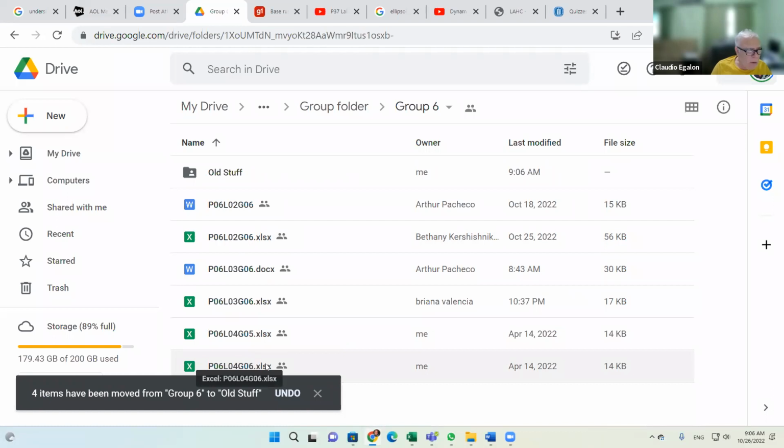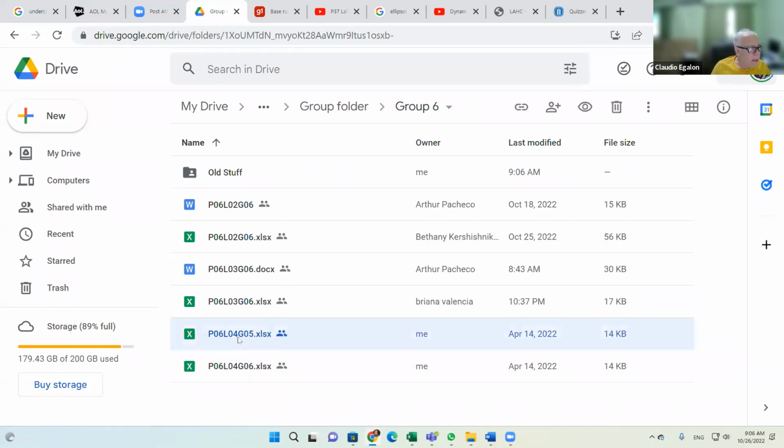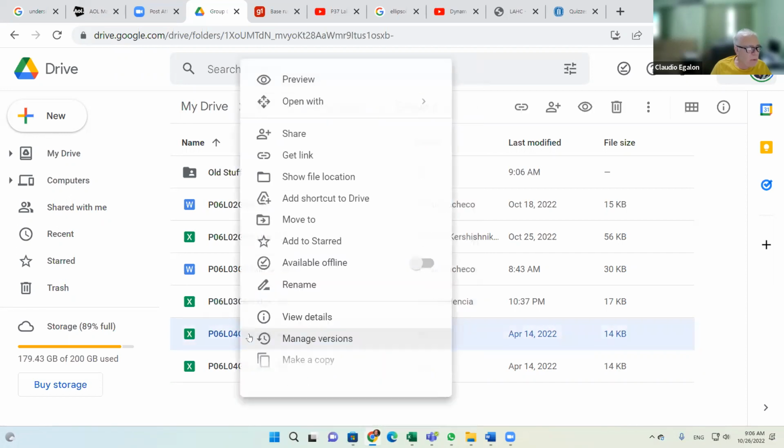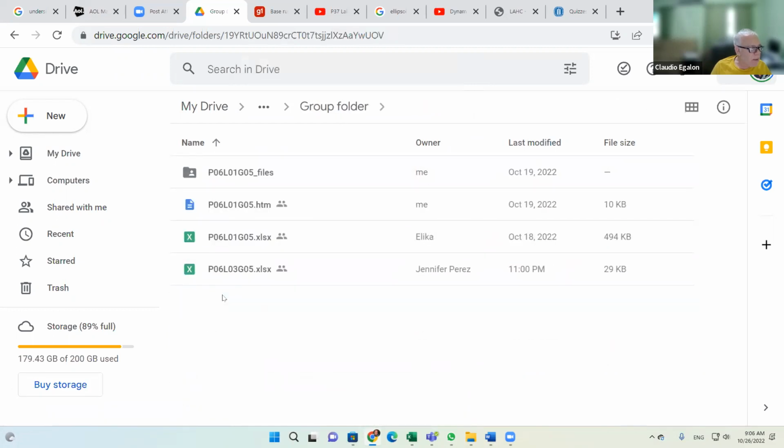Why do I have lab 6? Group 6 here. It looks like I accidentally put the group 5 here. Last modified doesn't make any sense. Why is it April 14th? Okay, I'm going to delete that. I'm going to remove that. For some reason, I do not know why group 5 went to your group folder. Let me see here if group 5 has it. Group 5, yeah.